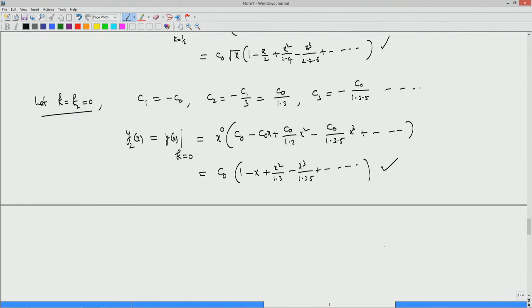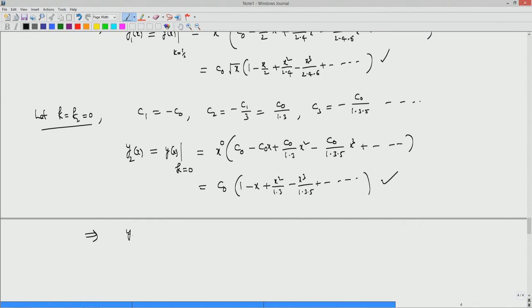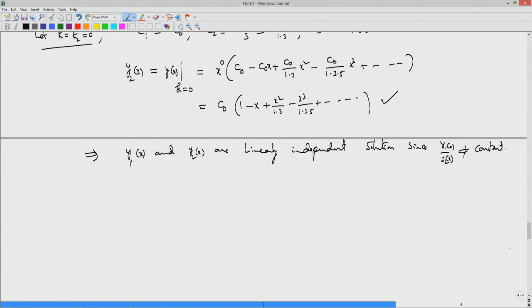If you choose C0 equal to 1, you will get a second linearly independent solution. You can see that y1 by y2 is actually two different things, this is not constant. That implies y1 of x and y2 of x are linearly independent solutions, since y1 by y2 is not a constant. You can see that they are not constant multiples of each other.